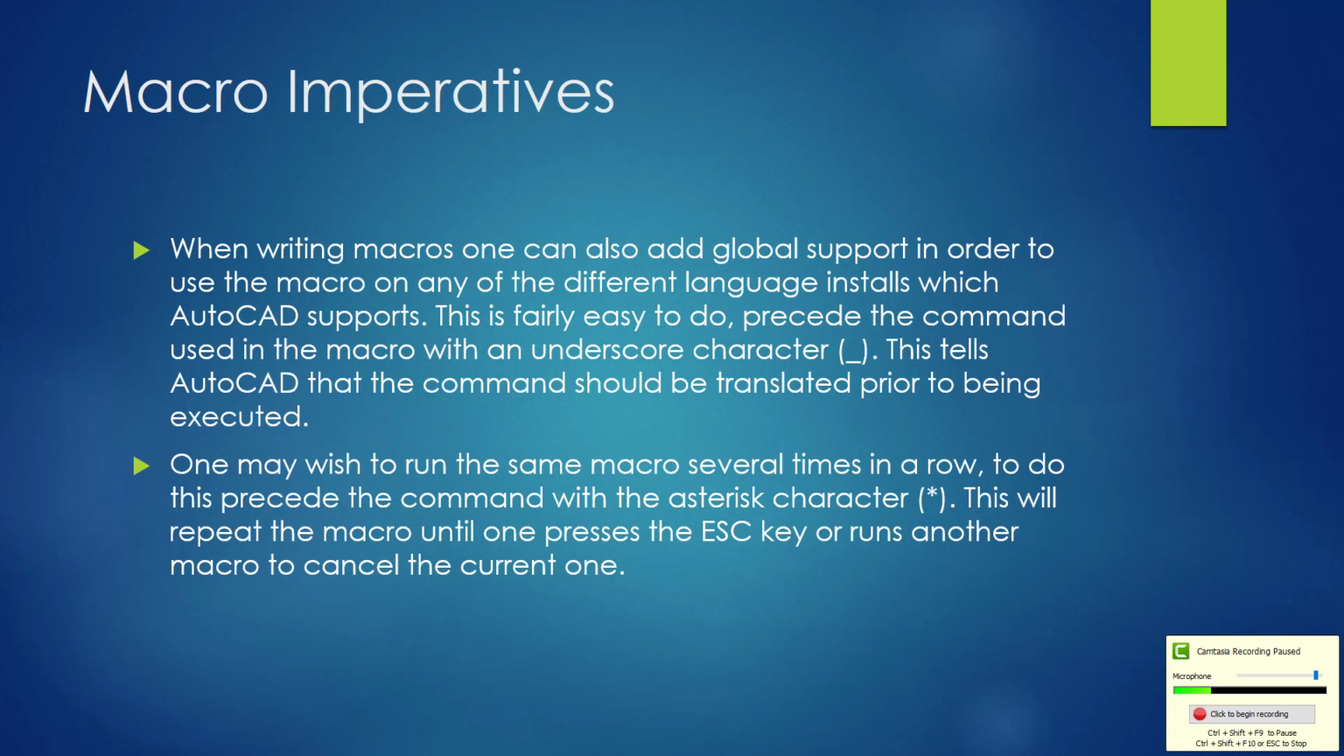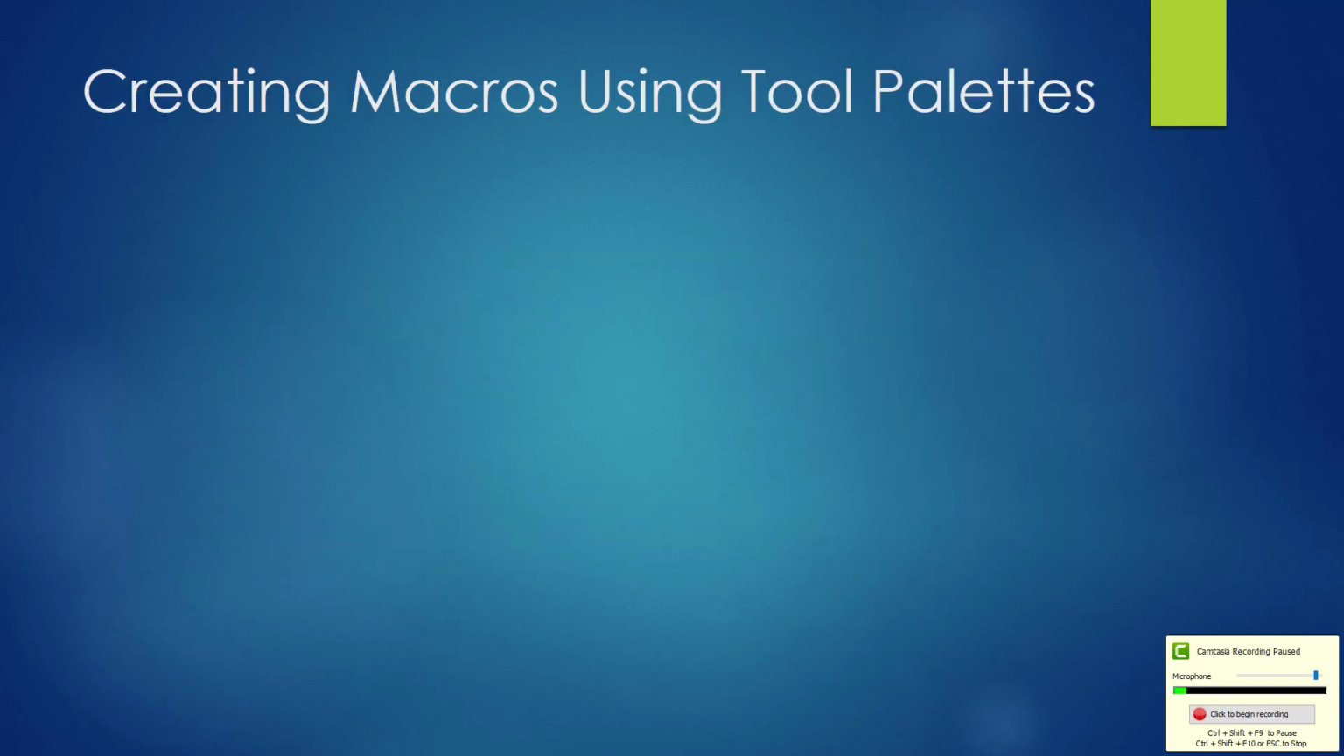If you want to run the same macro several times in a row, you'll precede the entire command line, even the Control-C, Control-C, with the asterisk. And that repeats the macro until somebody presses the escape key or runs another macro to cancel the current one. So next up, we're going to talk about creating macros using tool palettes.